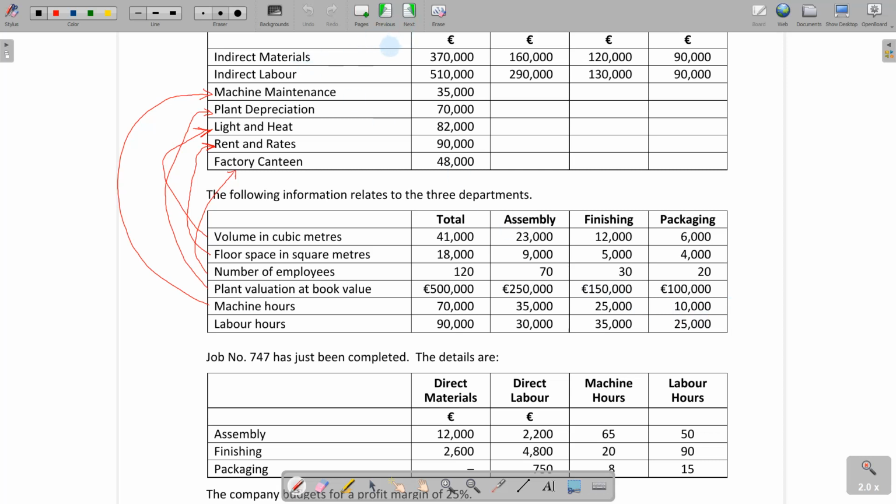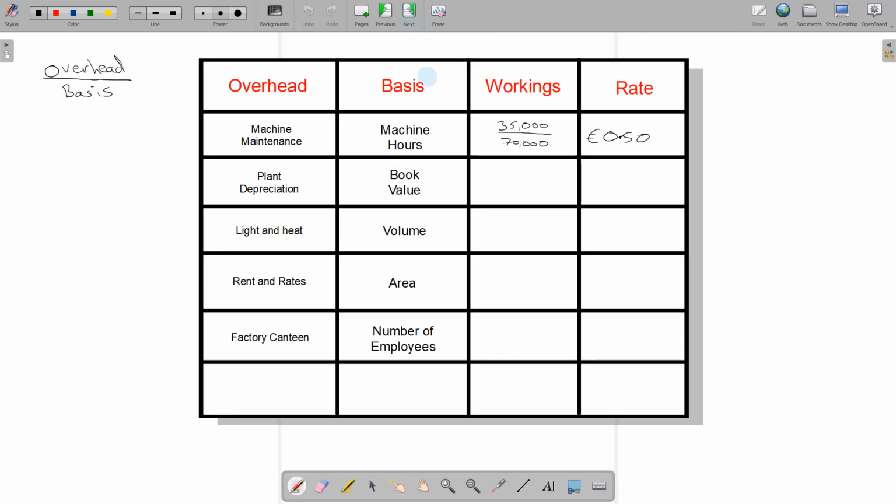Obviously maintaining the machine doesn't add value to the product, but if we do not charge or absorb our overheads, well, then we're always going to undercost a job and we're not going to make any profit, or we're going to lose money because we're not costing our jobs correctly, or not charging enough money.